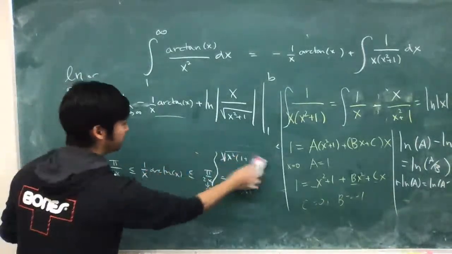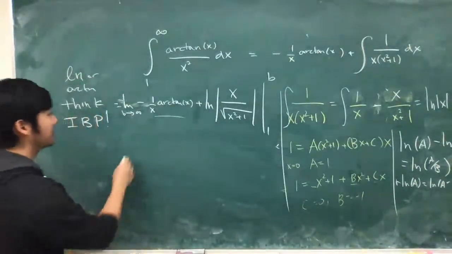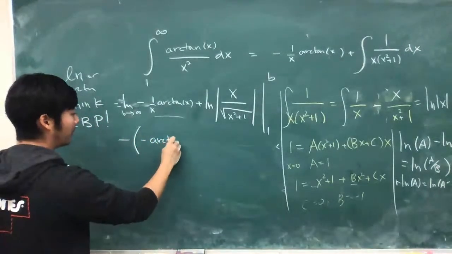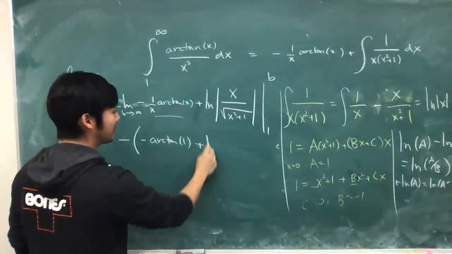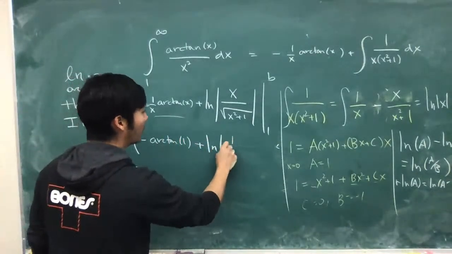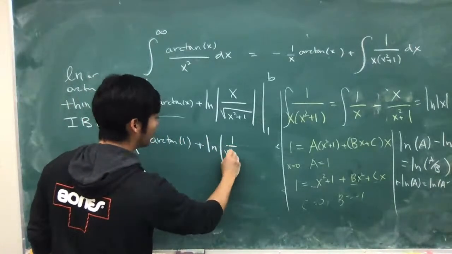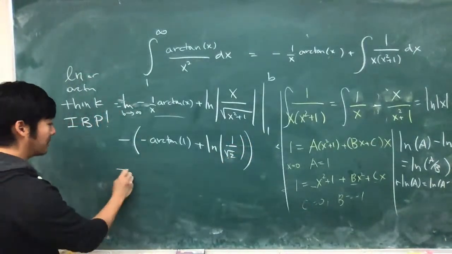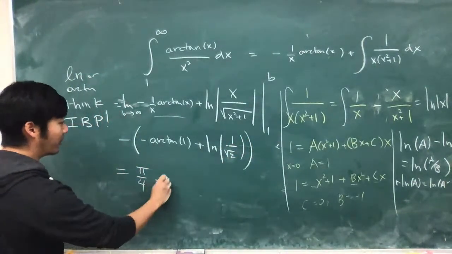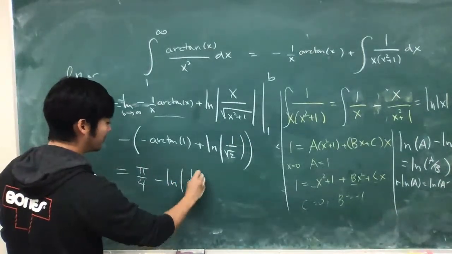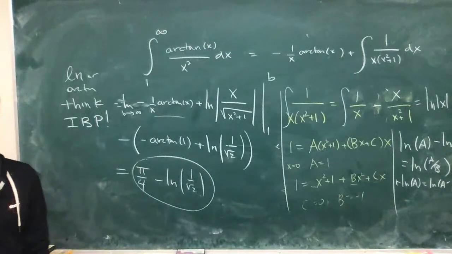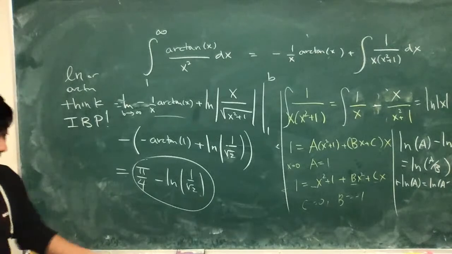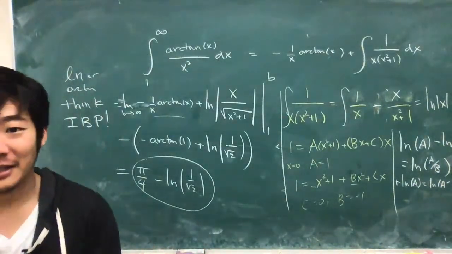And then you have minus 1 arctan of 1 plus natural log of 1 over root 2. Arctan of 1 is pi over 4, so in the end you get pi over 4 minus natural log of 1 over root 2. Okay. So yeah, there were a couple of limits involved after the integration, but it wasn't too bad.